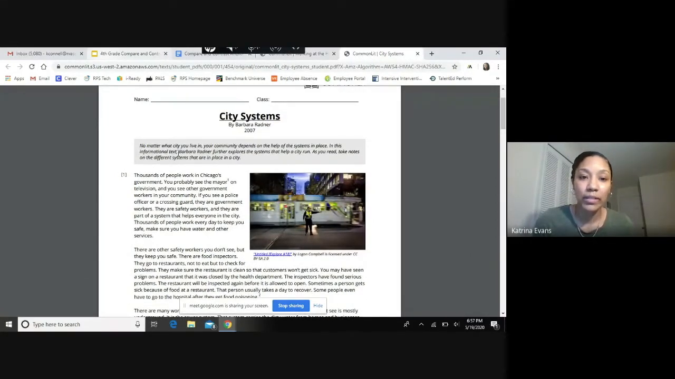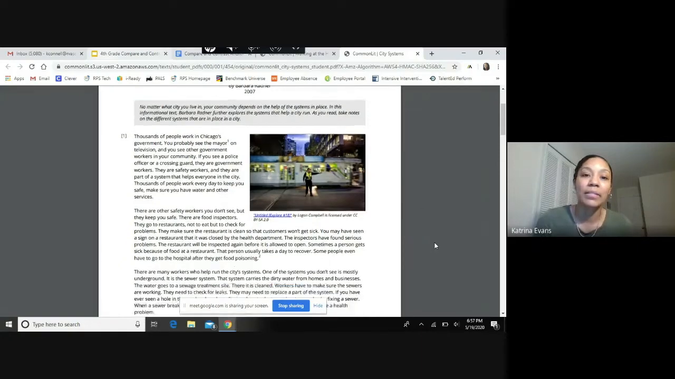No matter what city you live in, your community depends on the help of the systems in place. In this informational text, Barbara Rader further explores the systems that help a city run. As you read, take notes on the different systems that are in place in a city.